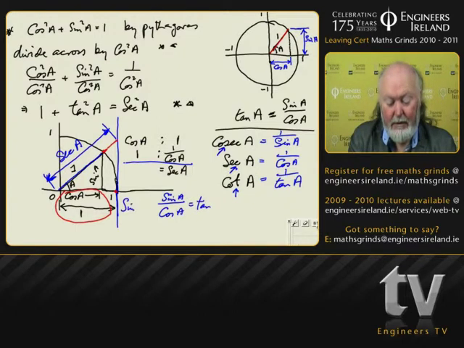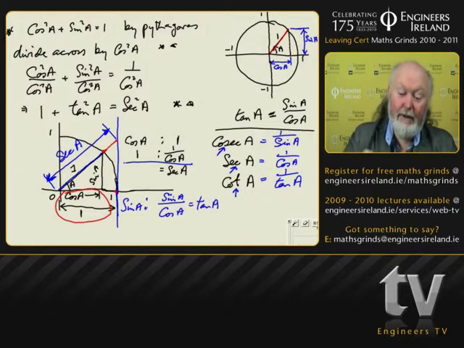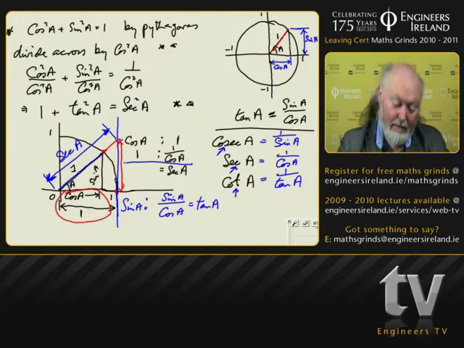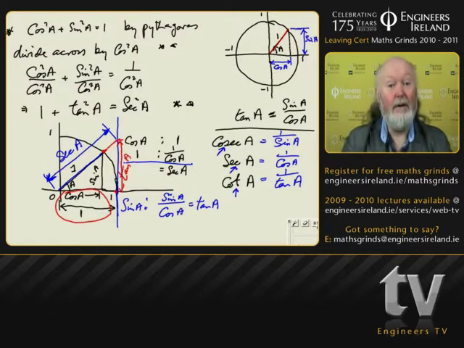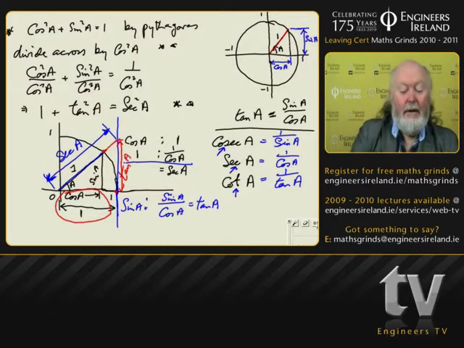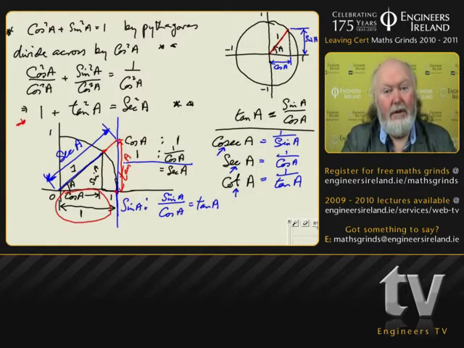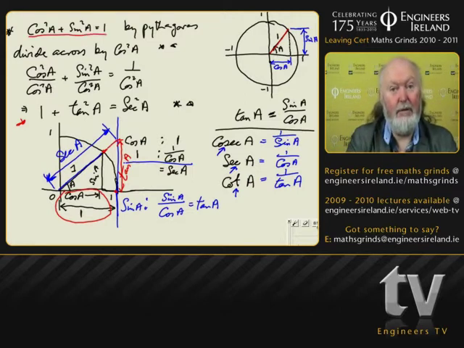So sine A is in ratio of sine A over cos A, which is tan of A. That's now telling us that this length here is tan of A. So then, that second identity is in fact just another triangle, and that triangle is similar to the first triangle, the one that this identity belongs to.